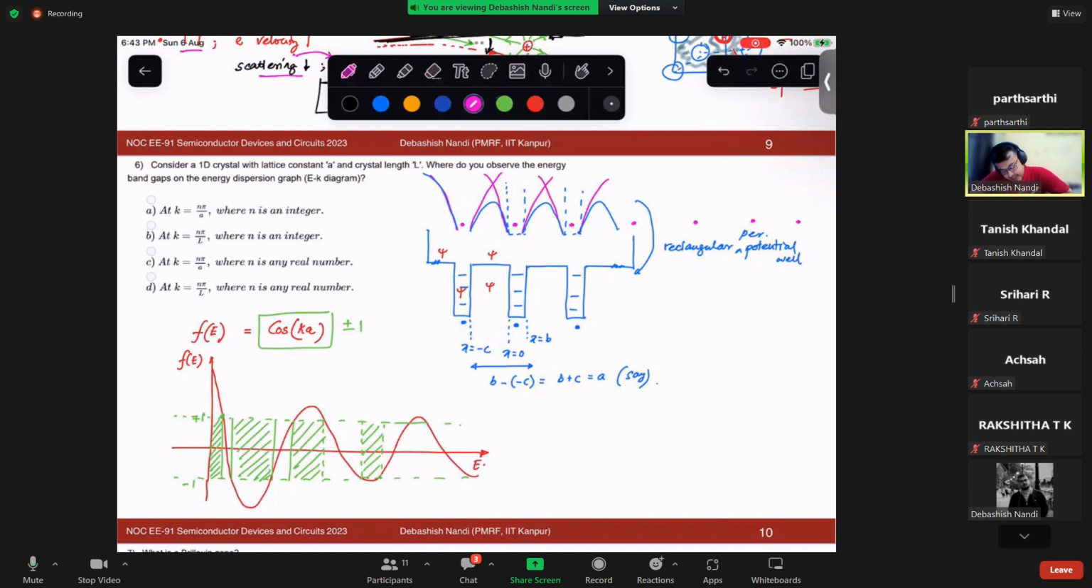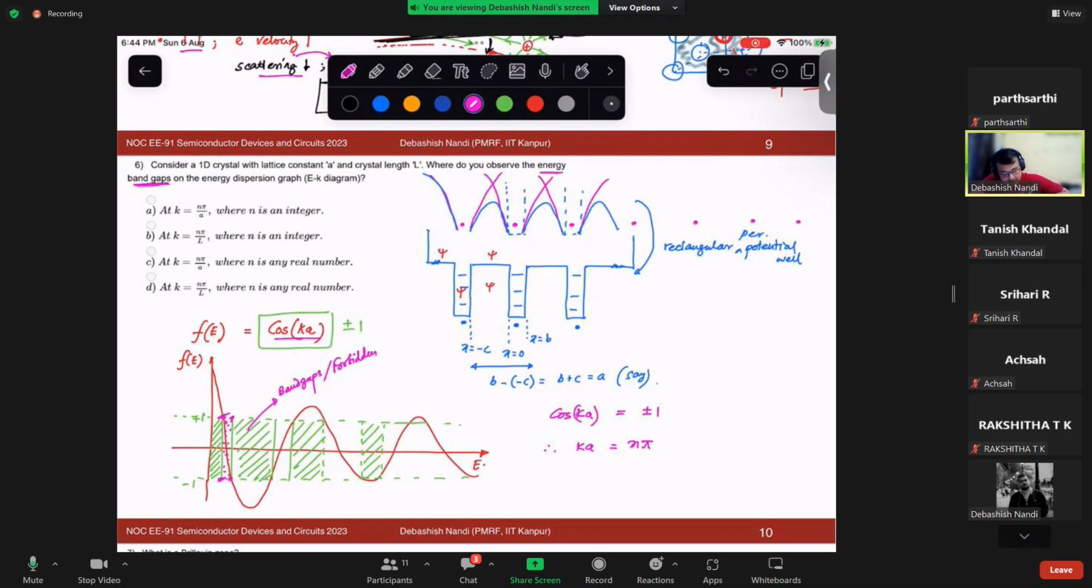that these are your band gaps, or forbidden. These are your allowed energy levels. Okay, because the solution lies between plus 1 and minus 1. So for cos ka to lie between plus minus 1, we have that ka should be equal to n pi, right, at this boundaries n pi, because at these boundaries we have the band gaps, right?